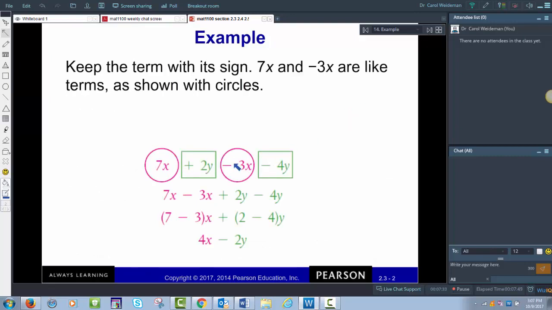So this term and this term are the same, and I can go ahead and reorder these so I see them next to one another and I can simplify them or add them together. And this term and this term are the same terms. So again, I can take 7x minus 3x gives me 4x. 2x minus 4x gives me, 2y, minus 4y gives me negative 2y.